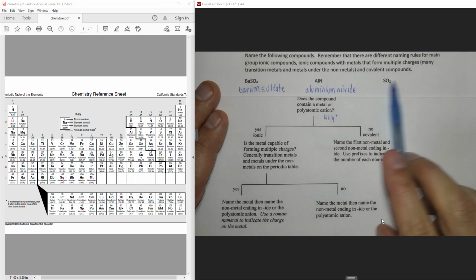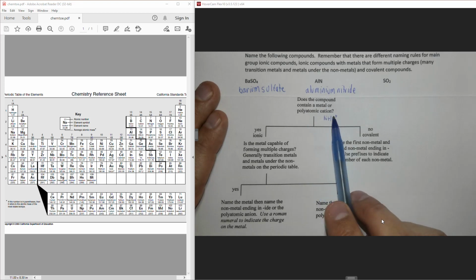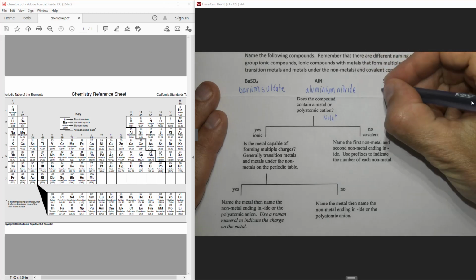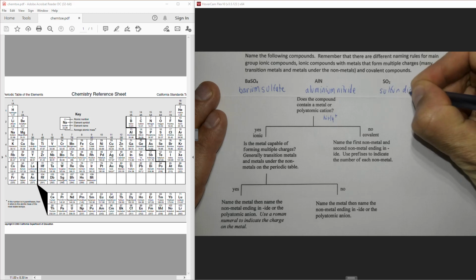Next one, SO2. Does the compound contain a metal or a polyatomic cation? Sulfur is a nonmetal. Oxygen is a nonmetal. It doesn't contain a metal or ammonium, so it's a covalent compound, and here we use prefixes. So we name it sulfur dioxide.